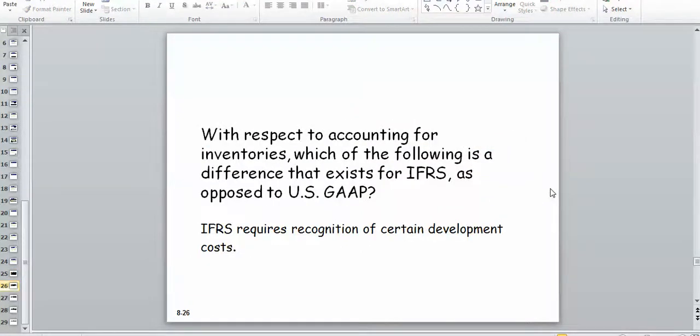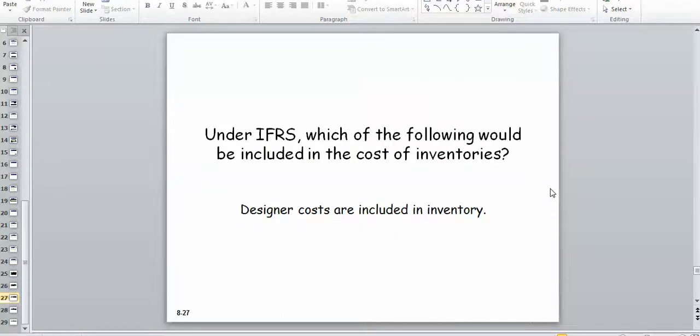With respect to accounting for inventories, which of the following is a difference that exists between IFRS and GAAP? Well, IFRS requires the recognition of certain development costs, right? This is different from how GAAP approaches this. Under IFRS, which of the following would be included in the cost of inventories? Of the stuff discussed, designer costs are included in inventory too. So I would assume that would be when you're designing the inventory that you're going to sell.